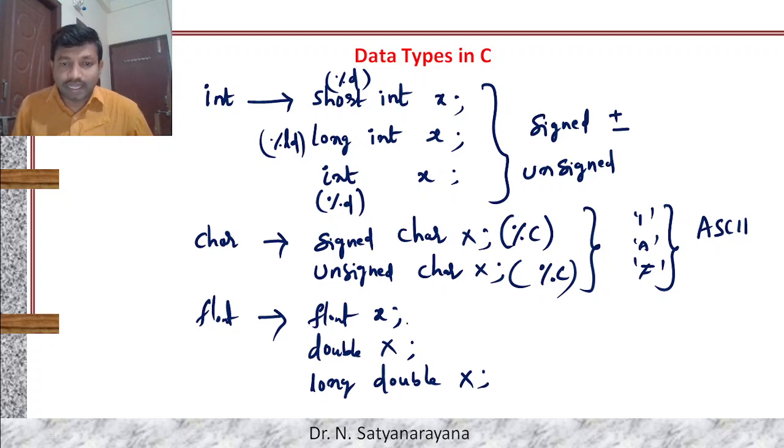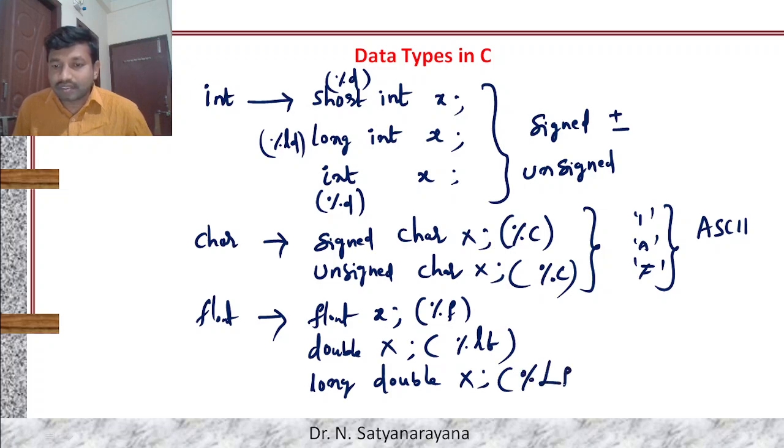Again, for this we won't apply the keywords signed and unsigned, because their representation in the computer memory is different compared with integers. So we use percentile f to either scan or print the value. You can use percentile lf, and for long double you can use percentile capital L f. Of course, you can manage double also with percentile f. The difference is with the precision. So we have 6-digit precision here.